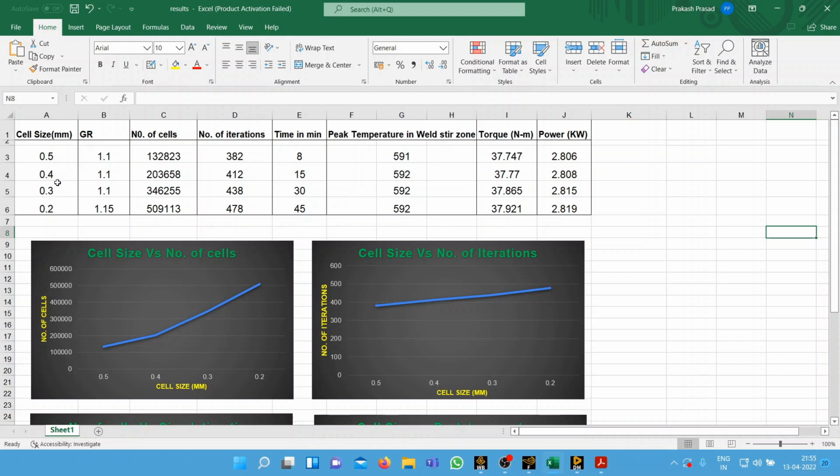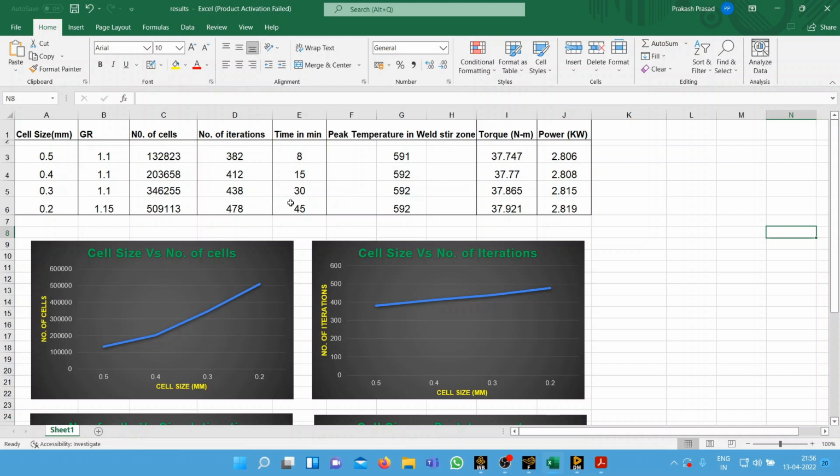When we consider a cell size of 0.3 mm, with a growth rate of 1.1, the number of cells was 346,000. Here the number of iterations is 438. You can see that as the cell size decreases, the number of iterations and the number of cells increase, and the computation time multiplies.